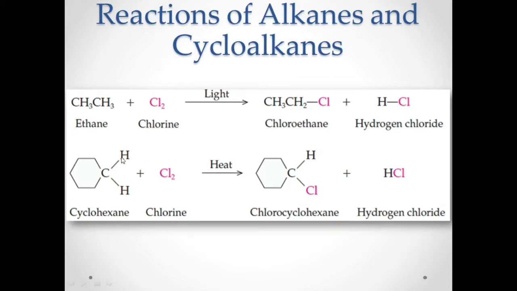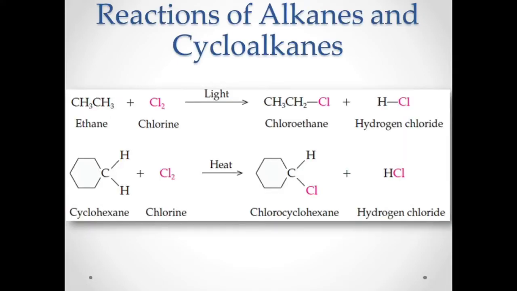Monochlorination for cyclohexane. So one hydrogen is lost. So therefore, the formation of chlorocyclohexane plus hydrogen chloride. So it's just very easy and very basic. Okay, so if the problem says it's a monochlorination or monobromination, then you would expect that one halogen is attached or substituted to your alkanes or cyclic alkanes.